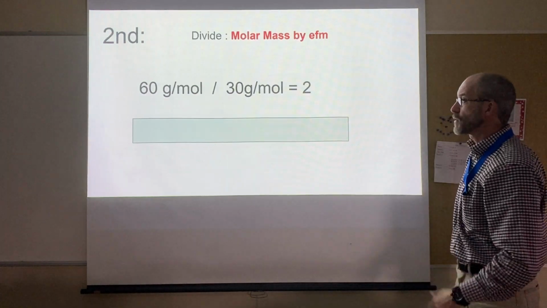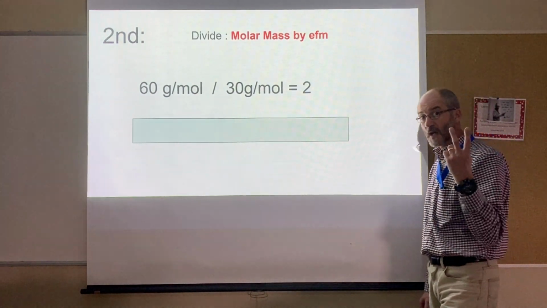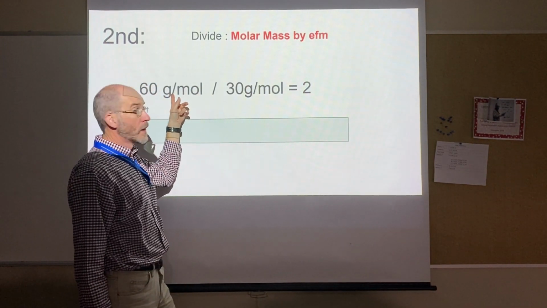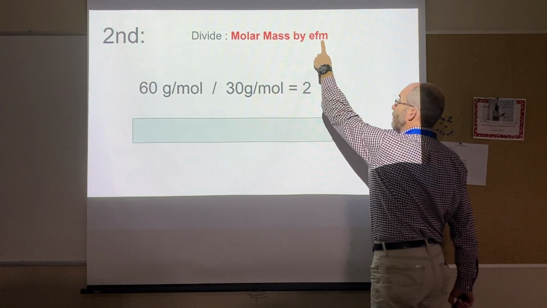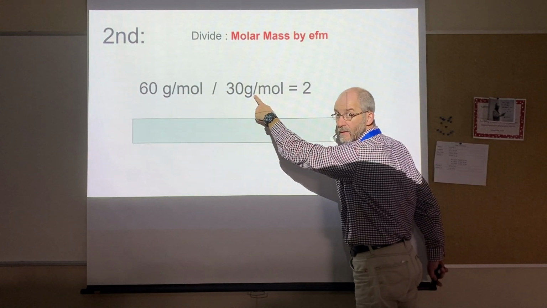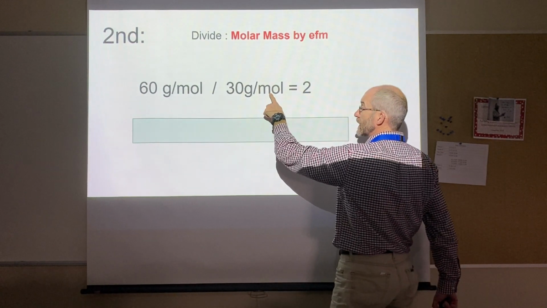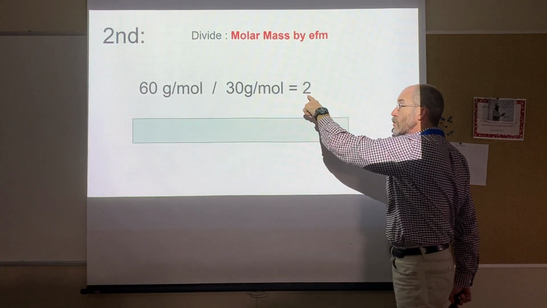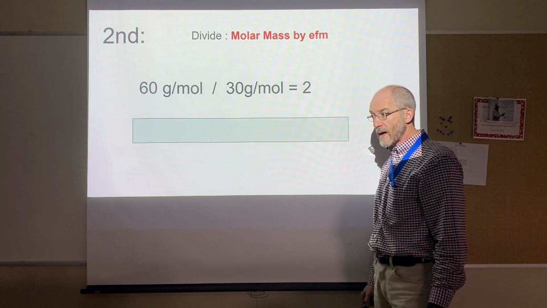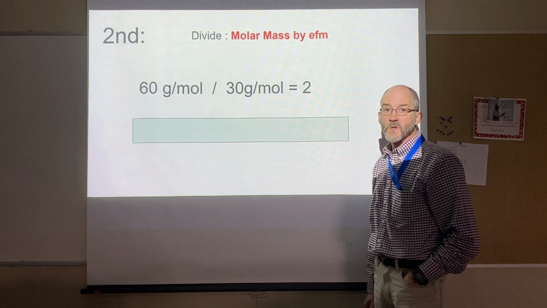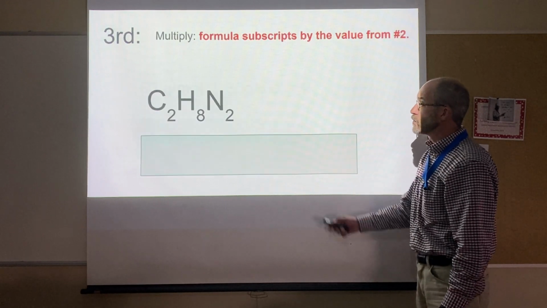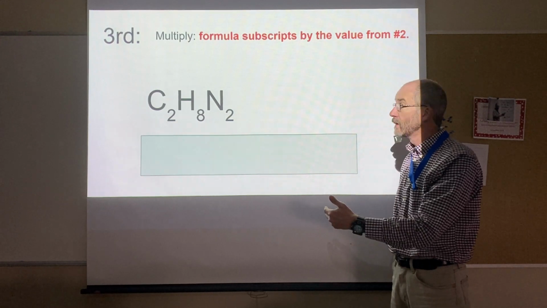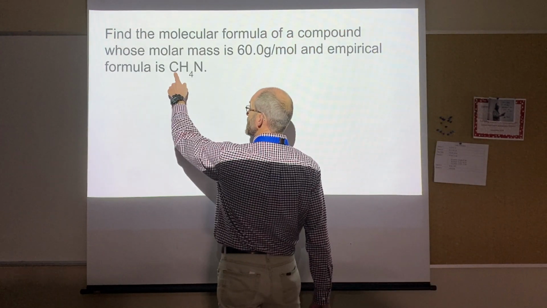Now, once you have that piece of information, you're going to go to your second step. You're going to divide your molar mass, which you were given in the problem, by the empirical formula mass, which is what you just calculated. Now, your grams per mole is essentially going to cancel out, correct? 60 divided by 30 is going to be 2. So now I have my multiplier. Yes, now you have your multiplier. And what will you do with this multiplier? You'll multiply it through the empirical formula, which, as you recall, was CH4N.